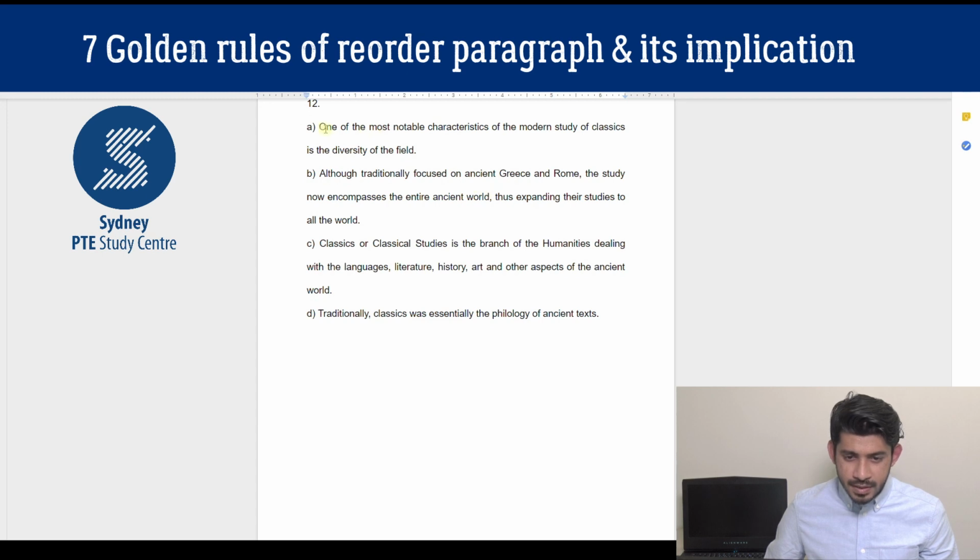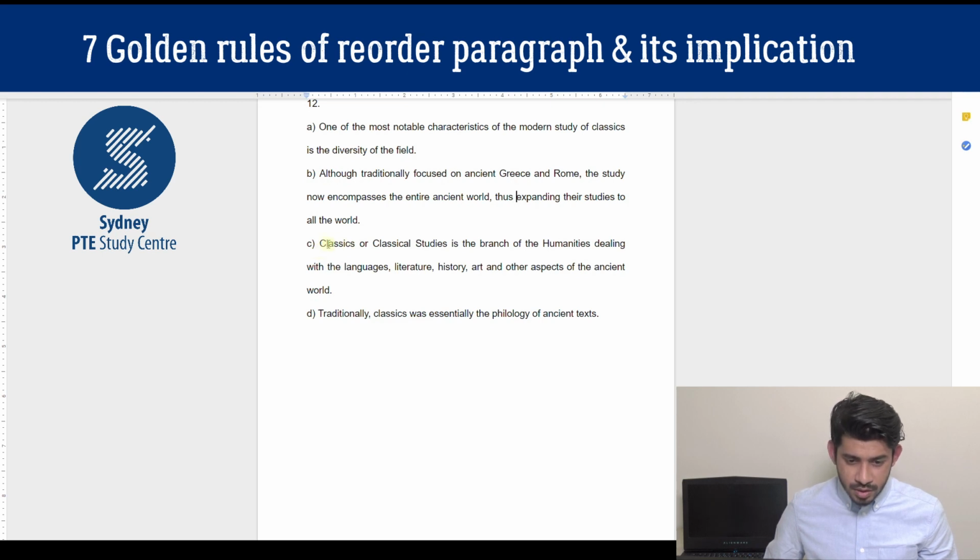Okay, once I scan this sentence, one of the most notable characteristics of modern study of classics. I got one word, classics. Number B, although, traditionally focused. It starts with a discourse marker, so it cannot be your first sentence. But one more thing, the sentence has "does" at the end, so it could be a very concluding statement. Number C says classics or classical studies is a branch of humanities.